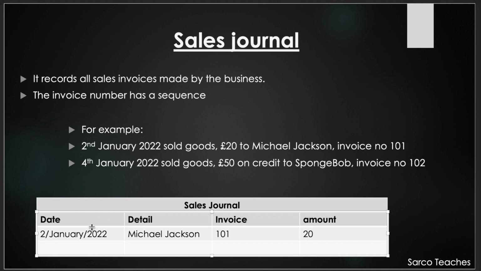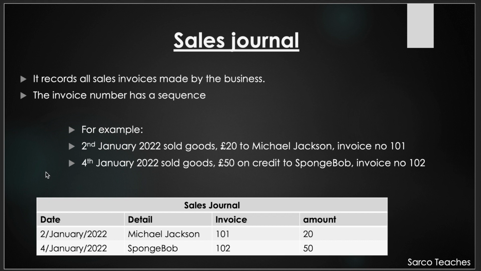The second one is quite similar. It says on the 4th of January 2022, we've sold goods £50 on credit to SpongeBob. Invoice number 102. So once again, we put the date, we put the detail, we put the invoice number, and we put the amount.